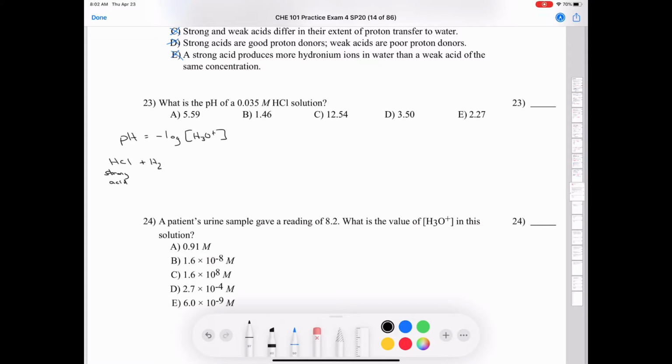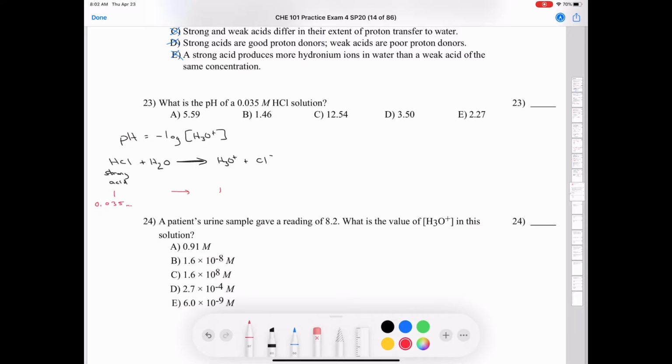when we put that in water, it's going to completely dissociate 100% to produce hydronium, and it's also going to produce the conjugate base of HCl, which is chloride. And that means that if I start with 1 mole of HCl, it's going to dissociate to produce 1 mole of hydronium according to my balanced equation. So that means if I start with 0.035 molar, or moles, we'll just assume we have 1 liter.